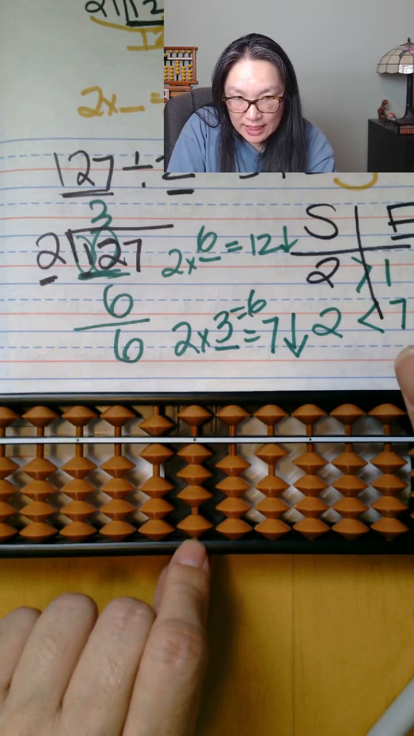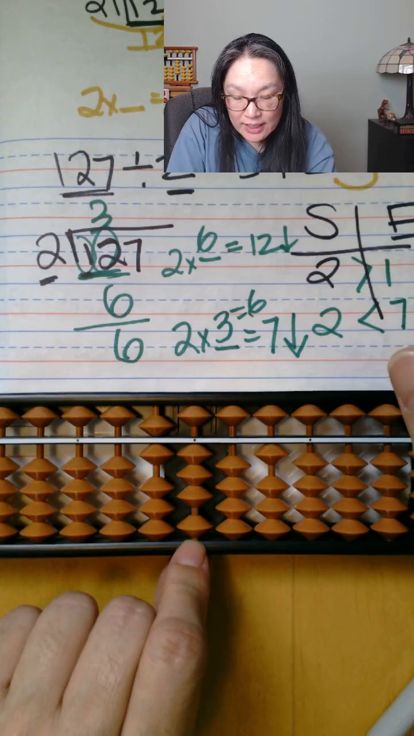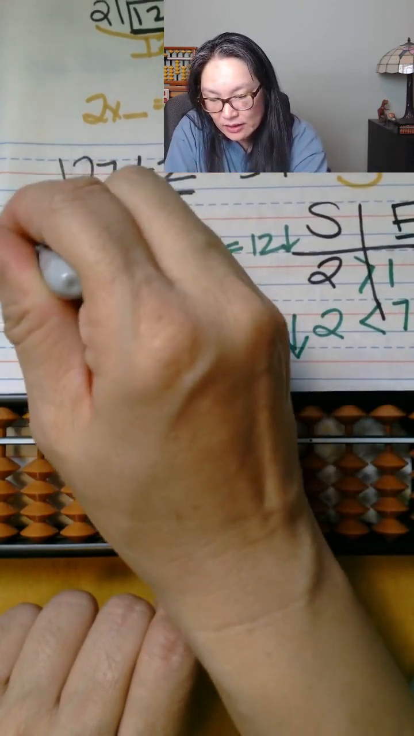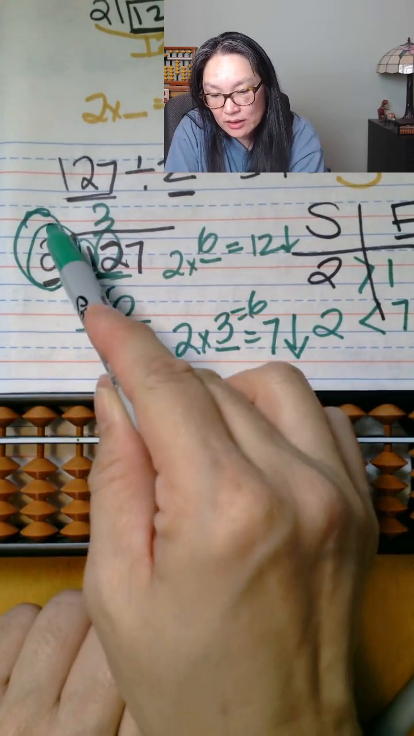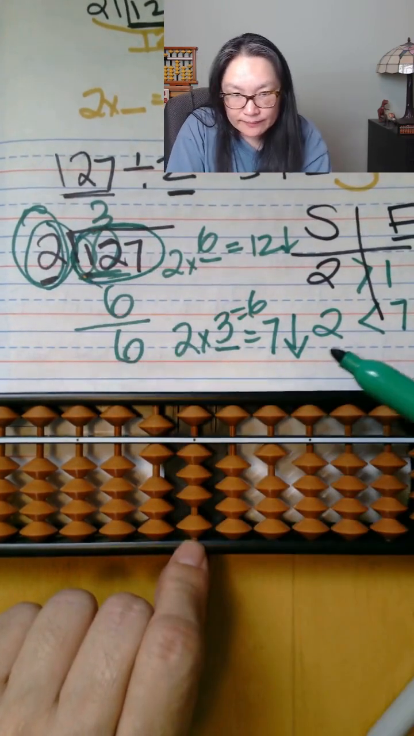Dividends are inside the box, divisor is outside. Yes, divisor is here. Divisor is here. The dividend is here.